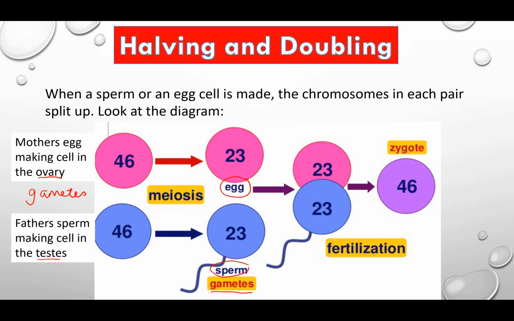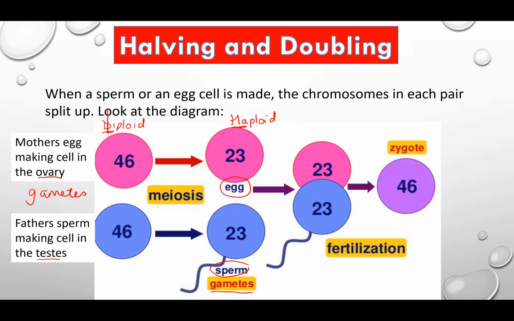And we want the egg and the sperm to have half the number of chromosomes. We call this the haploid number. So if you remember half, so lots of key vocabulary we're learning today. The number at the beginning in the mother's egg-making cell and father's sperm-making cell is called the diploid number. Di meaning 2, okay, or double.